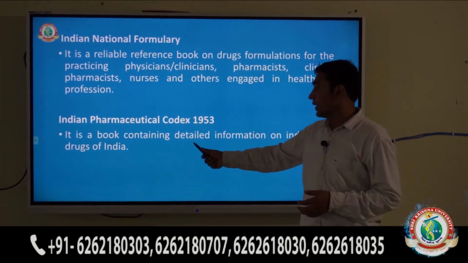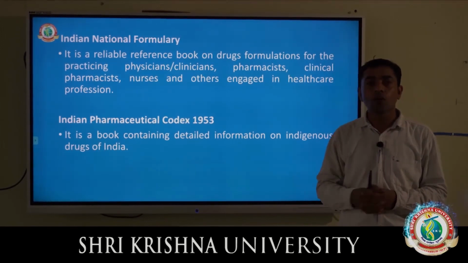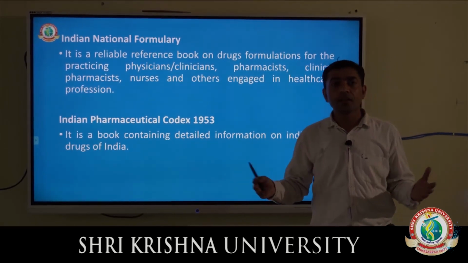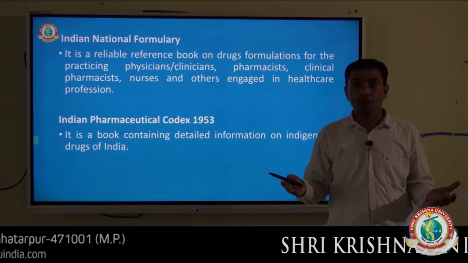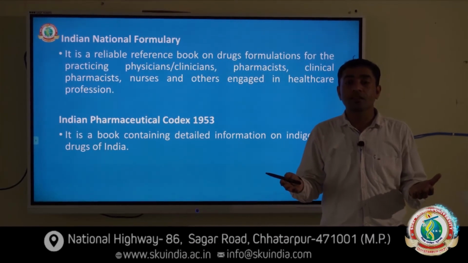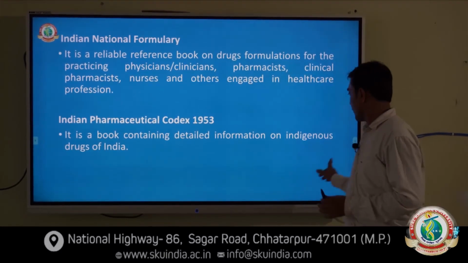Next is the Indian Pharmaceutical Codex 1953. It is a book containing detailed information on the indigenous drugs of India. What are the indigenous drugs of India? Indigenous drugs include all those herbal drugs or natural drugs which are obtained from natural sources.